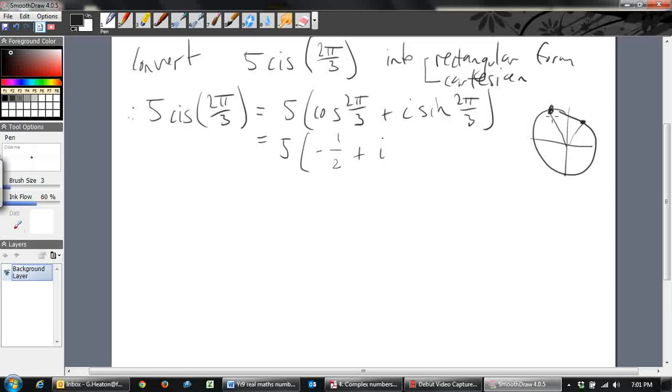Plus i. What's the sine of 2 pi on 3? So that's here. What's the sine value here? Again, look at the reflection, the symmetrical one, and it will be the same as the sine of pi on 3, because that distance is the same as that distance. So we want the sine of pi on 3, which is root 3 on 2. So root 3 over 2. This is almost in rectangular form. We'll just get rid of this 5 here. So that is negative 5 over 2 plus, I'll put the i last in this case, 5 root 3 over 2 i. And that's in Cartesian form or rectangular form.